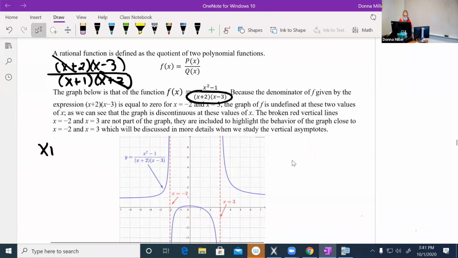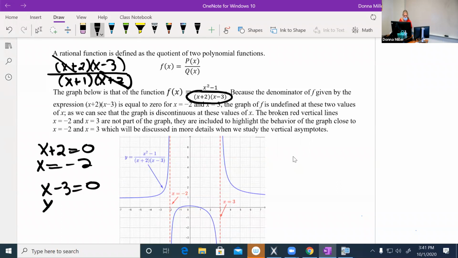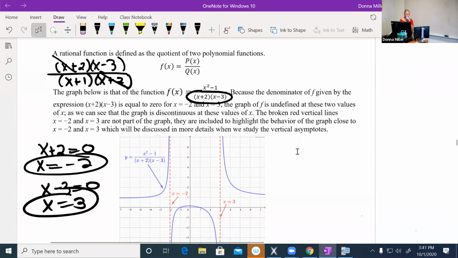So I set x plus 2 equals 0. So x equals -2. And if I set x minus 3 equals 0, x equals 3. This is the equation of the vertical asymptote. We need an equation, not a number. It's x equals, because it's a vertical line.